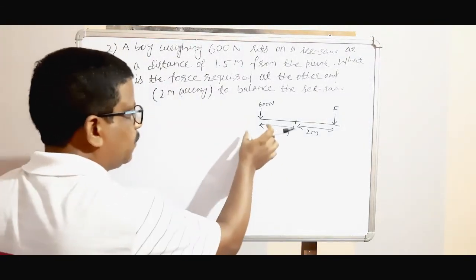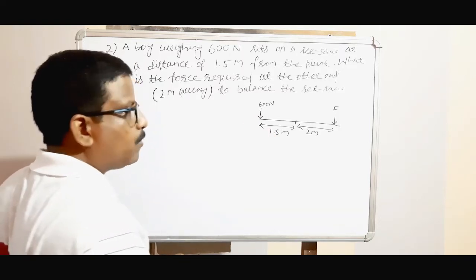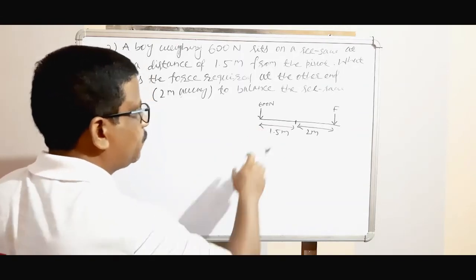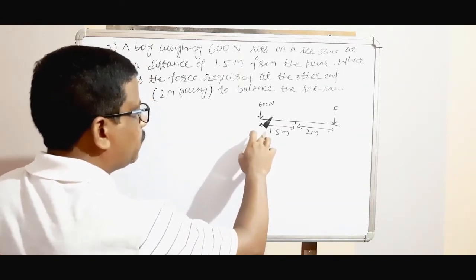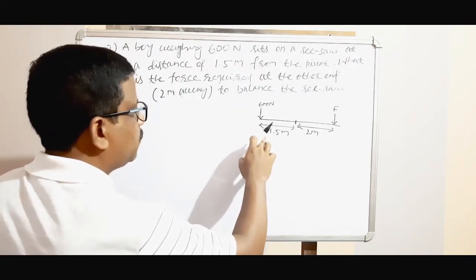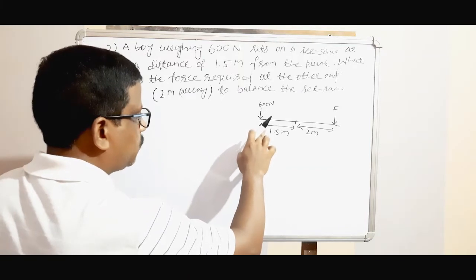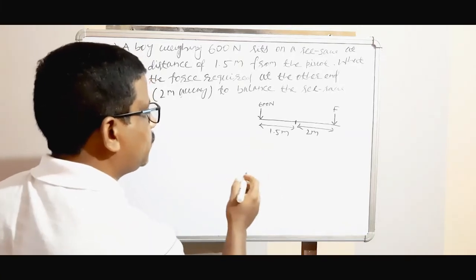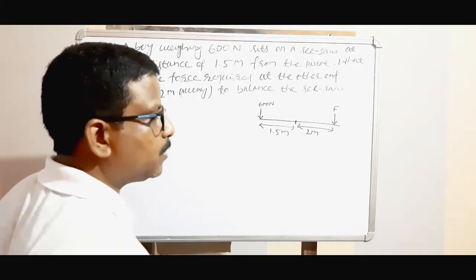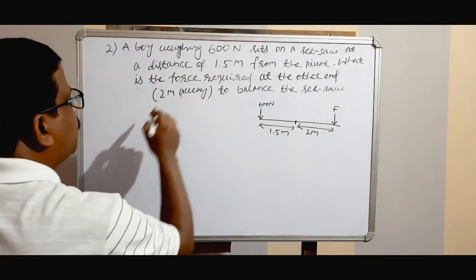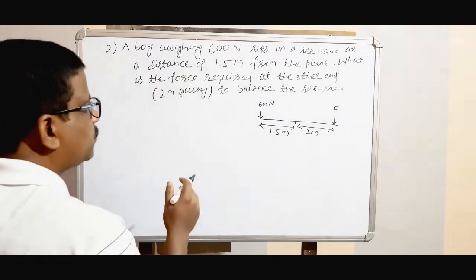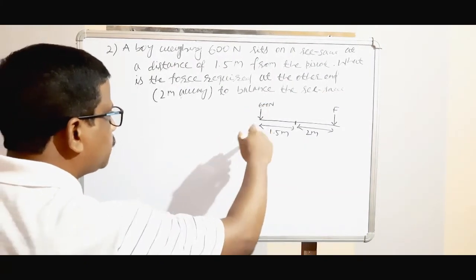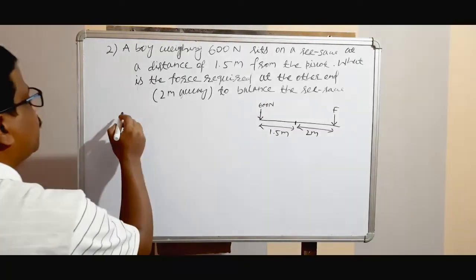So the moment of force formula is what? Force into the perpendicular distance between the force applied and the pivoted point. So according to the principle of moments, in the equilibrium condition, the clockwise moment is equal to the anti-clockwise moment. Any side you can take. The direction is not given to you, force is only applied. So suppose you take this side as the anti-clockwise moment.